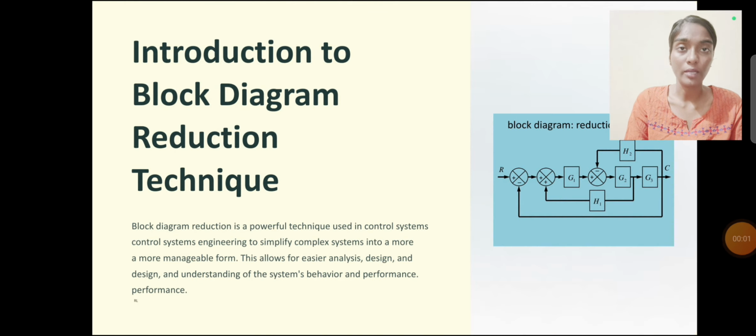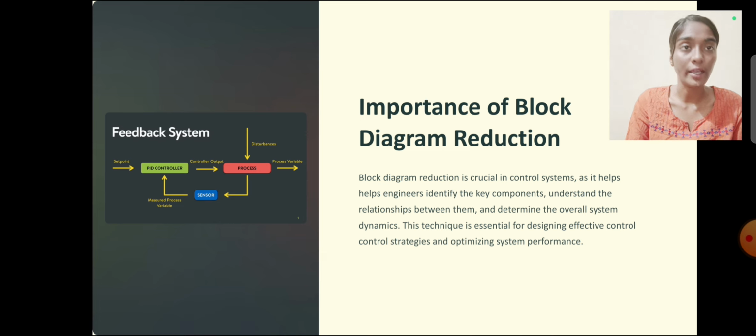Introduction to block diagram reduction technique. Block diagram reduction is a powerful technique used in control systems engineering to simplify a complex system into a more manageable form. This allows for easier analysis, design, and understanding of system behavior and performance. Let's move forward to the importance of block diagram reduction.